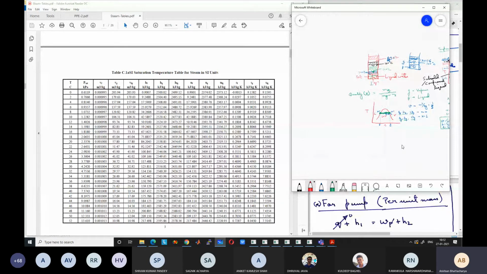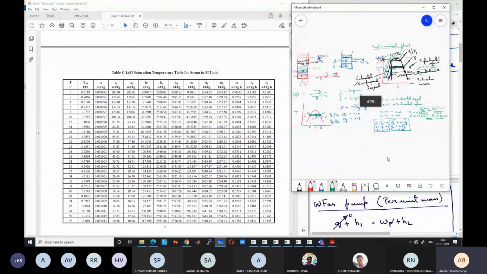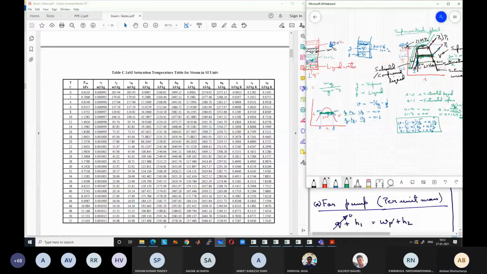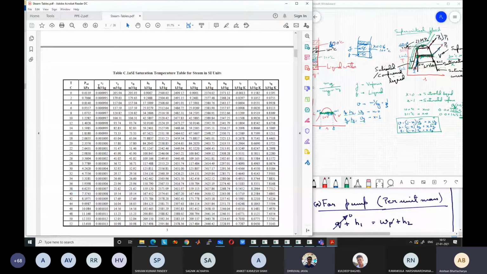So for this two-phase region, within the curve, what are the different values that are given? So the first column that we see, I hope you can see the table. Can everyone confirm? Can you read the values? If you are on a small screen like mobile, it might be difficult to read the values. If you are on a larger screen, it should be okay. Those who are using laptops, can you read the values? Yes, sir. Okay, good. So the first column is the temperature.